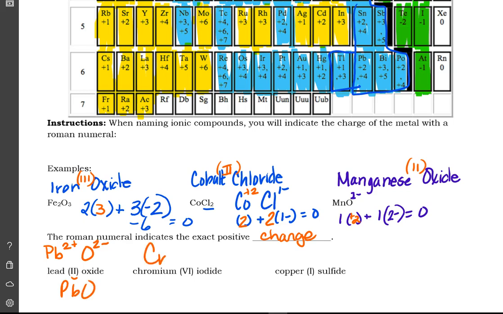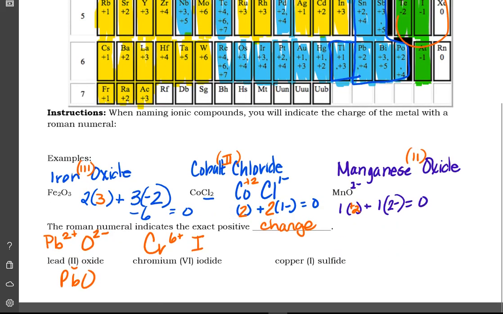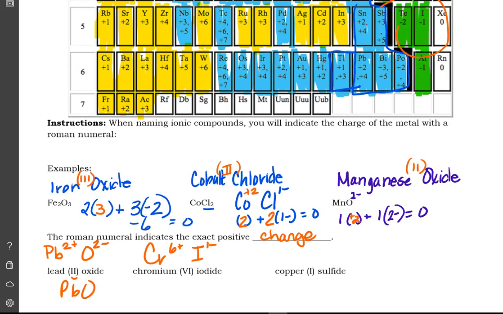Chromium VI is 6. Iodide, we look up here, is a -1. So what are we going to need? How many iodines will we need in order to make chromium happy? We're going to need a total of 6, right? So he is chromium iodide 6.